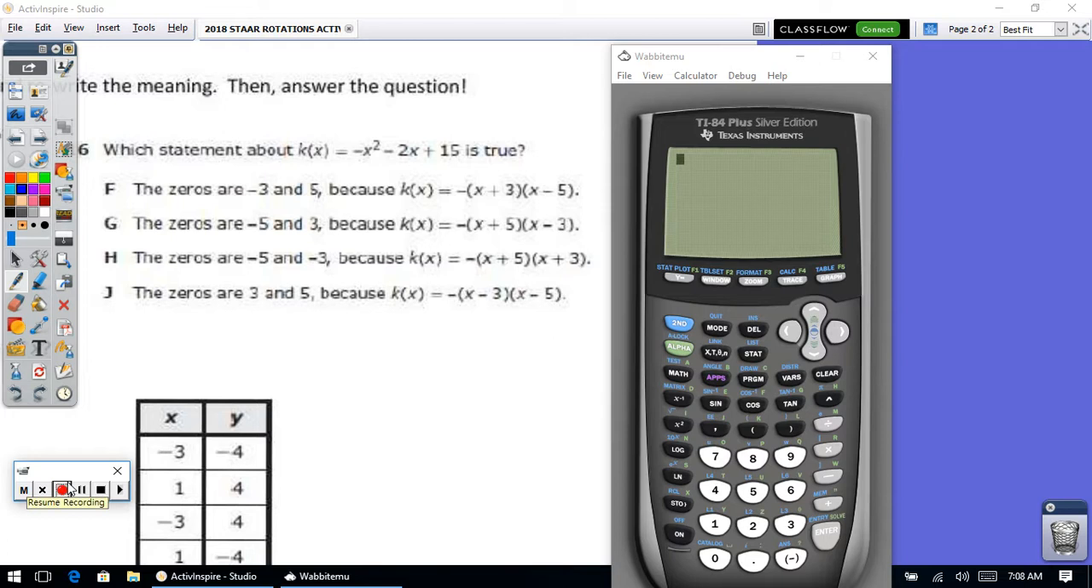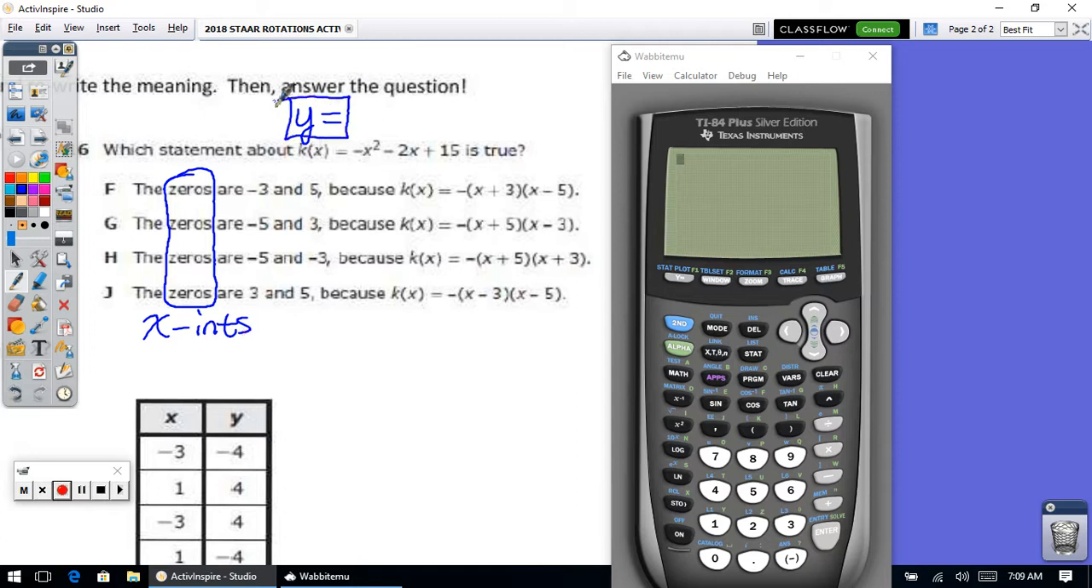All right, look at 6. Which statement is true about k of x equals? When I see k of x or r of x or t of x, f of x, I know that's y equals, so I'm going to use my y equals button to answer this question. And then my key vocabulary, if you look, is zeros. Zeros are the same thing as x-intercepts. Zeros, roots, solutions, x-intercepts, they're all the same.